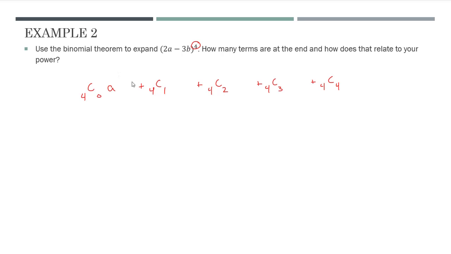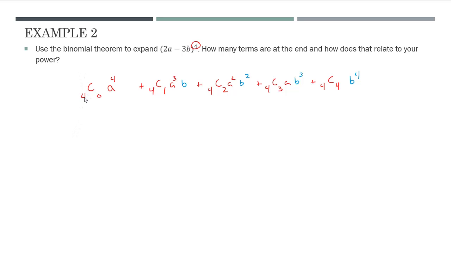Now for our a's, we know this is going to be a to the power of 4, a to the power of 3. It's going to go down by 1 each time, so then a squared, and then a, and then a to the power of 0. And I won't write that one this time. For the b's, this one's going to start at b to the power of 0 and go up. So b to the power of 0, I won't write. B to the power of 1, b squared, b cubed, and then b to the power of 4.